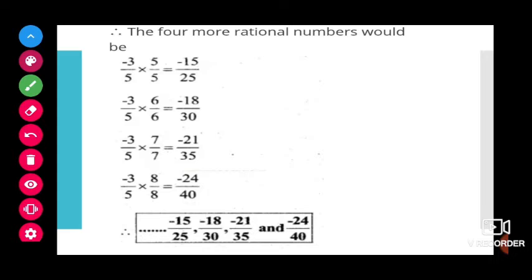So next one is minus 3 by 5 into 5 by 5. Then minus 15 by 25, means 3 into 5, minus 15, 5 into 5, 25. Next minus 3 by 5 into 6 by 6. Numerator into numerator, minus 18 by 5 6s are 30. So like that we will get the next 4 numbers in that pattern.